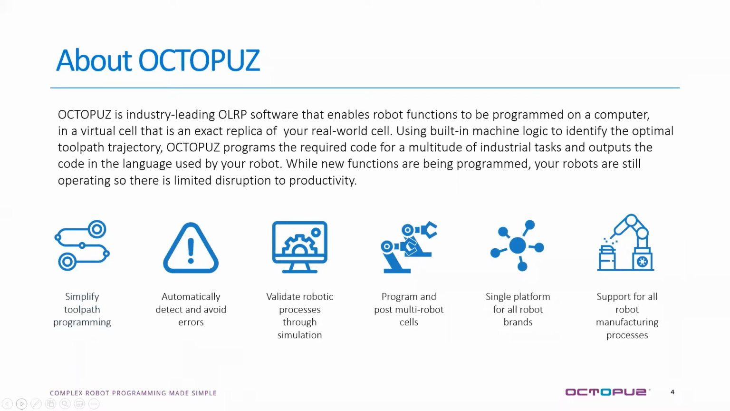OCTOPUZ is industry-leading offline robot programming software that enables robot functions to be programmed on a computer in a virtual cell that is an exact replica of your real-world robot cell, using built-in machine logic to identify the optimal paths or toolpath trajectory. OCTOPUZ programs the required code for a multitude of industrial tasks or applications and outputs the code in the specific language used by your robot brand. So while new jobs are being programmed, your robots can continue to stay operating, so there's limited disruption to productivity. Today, OCTOPUZ is a global team with representation in North America, Europe, and Asia, and we are hyper-focused on making the programming of industrial robots as easy as it can be.